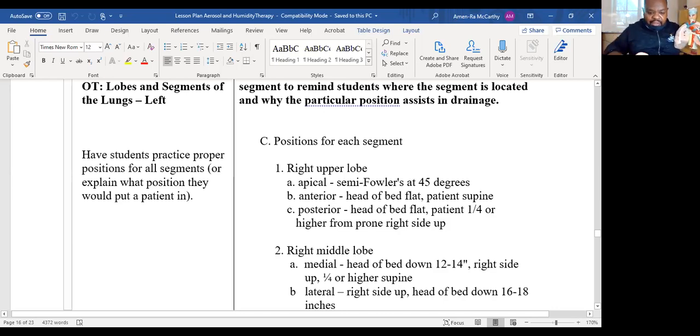You'll still be laying on your stomach, but you're going to have your right side cocked up just a little bit. So you'll have the patient laying there with the right side cocked up just a little bit, and that will drain that segment. See that? It's going to drain and slide the secretions right to the upper airway. Okay? That's what we're trying to do. All right?